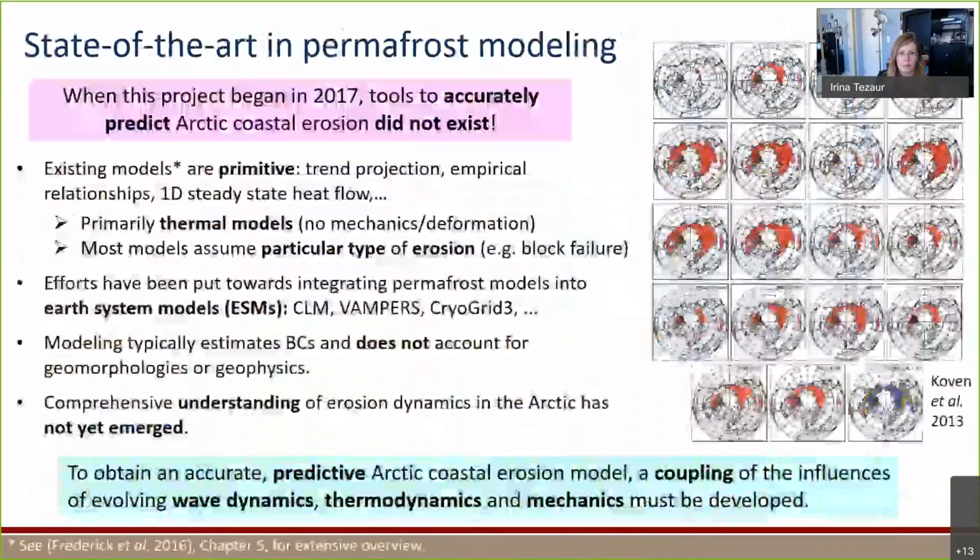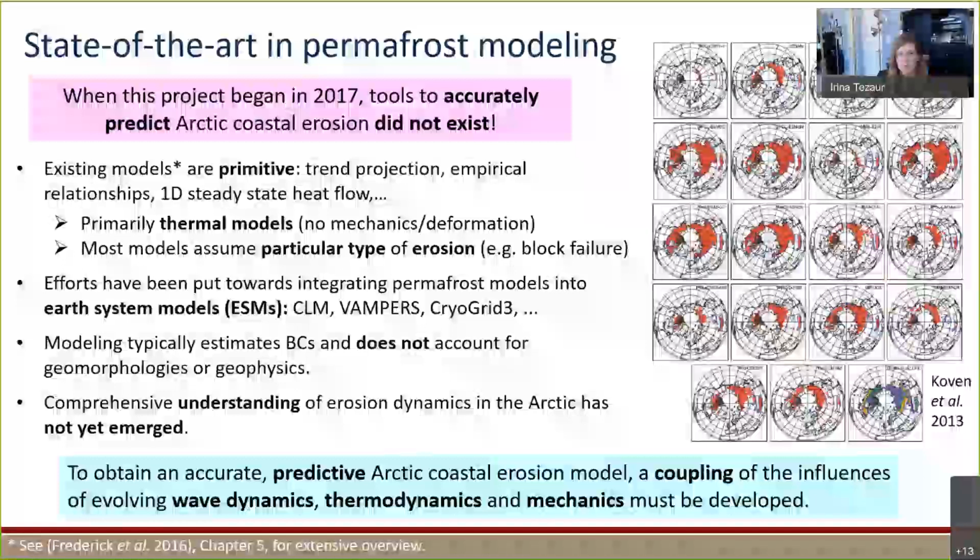How permafrost erosion is typically modeled. So when this project began in 2017, tools to accurately predict Arctic coastal erosion did not really exist. So existing models, including models coupled to the Earth system models, were fairly primitive, many of them based on trend projections or empirical relationships.